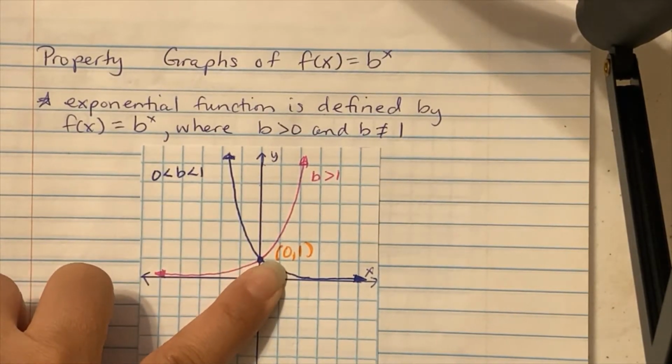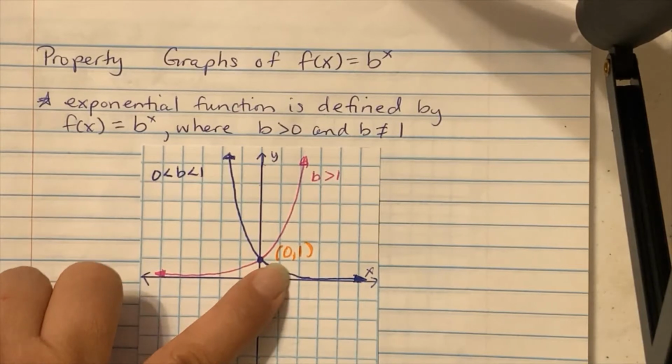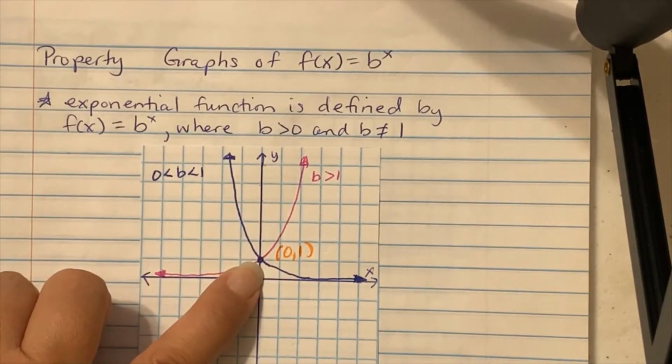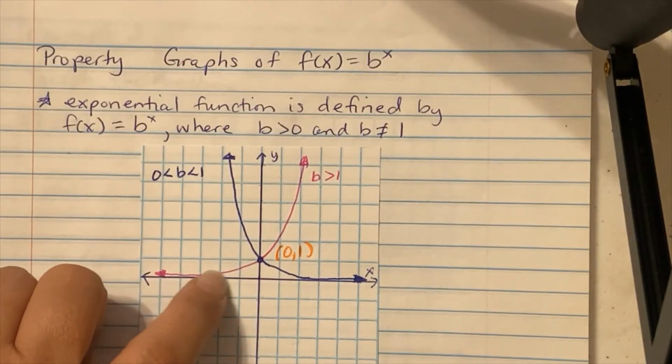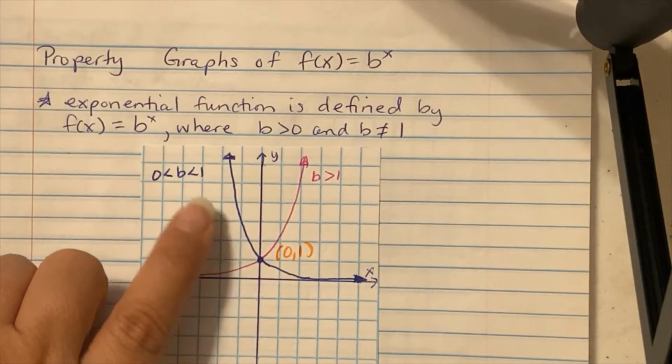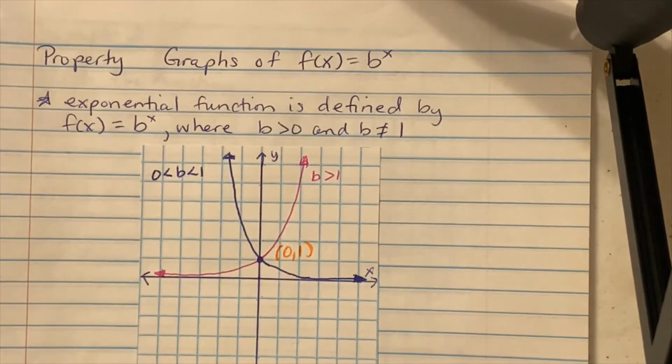0, 1, which is your y-intercept because it's hitting the y-axis, is your bound line. That is your boundary point. Most graphs will cross through the 0, 1 if it's in the base form. So some rules that you need to know.